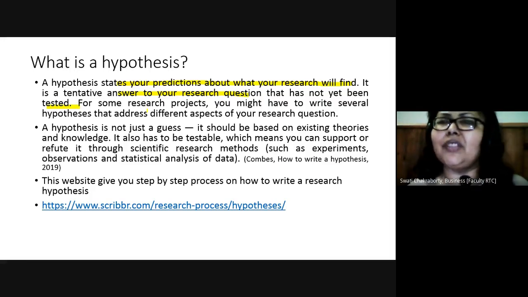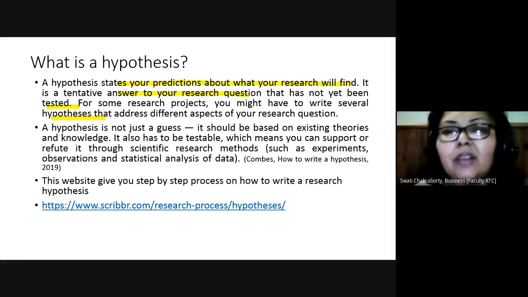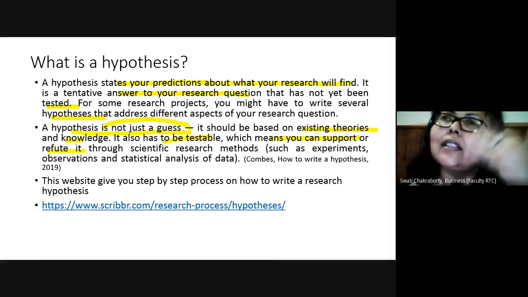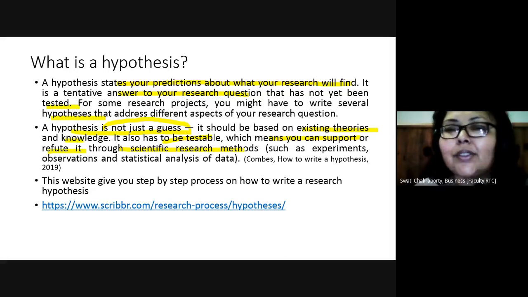For some research projects, you may have to write multiple hypotheses, which address different aspects of your research question. But please remember, a hypothesis is not a guess. It is based on existing theories and existing knowledge. It should also be testable, which means you can support or reject it. If you test it, it will either be correct or incorrect through various scientific methods, like experiments, observations, or statistical analysis of data.